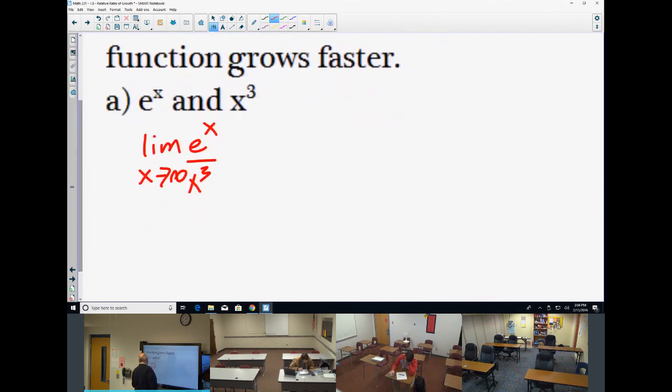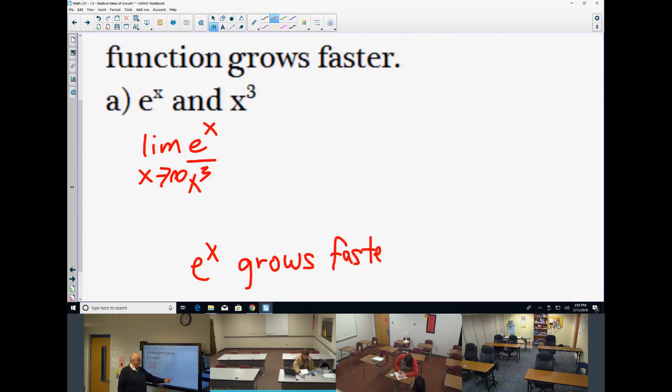All right, so Tobias, what'd you get? I got that e to the x grows faster. E to the x grows faster. All right, Weston, did you get that? Yeah, I did. Okay. Either of you have any questions on that?